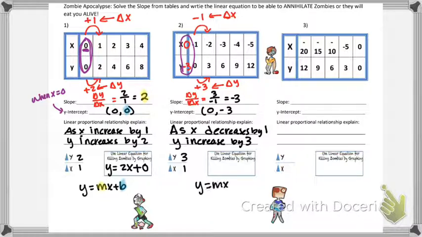And then let's write out our equation. So our m is going to be coming from our slope, and our b is going to be the y value of the y-intercept. So we can write it out as y equals -3x plus a -3, or we can just simply write -3.